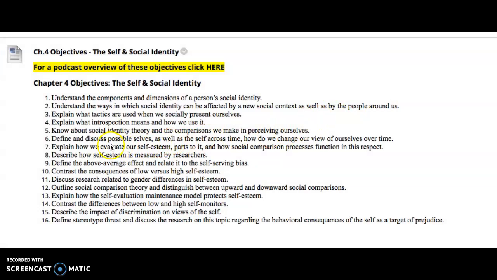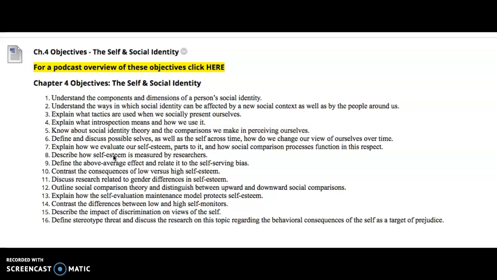Define and discuss possible selves as well as the self across time, and how we change our view of ourselves over time. We are one person, but we have different sides, or you could think of it as selves of our personality. We do change over time, and this change might be due to our age and where we're at in life, our stage or our season in life. It could be due to experience. It could be due to the different groups that we're a part of over time, but all of that lends itself to who we are and the different sides of ourselves that come out through that.